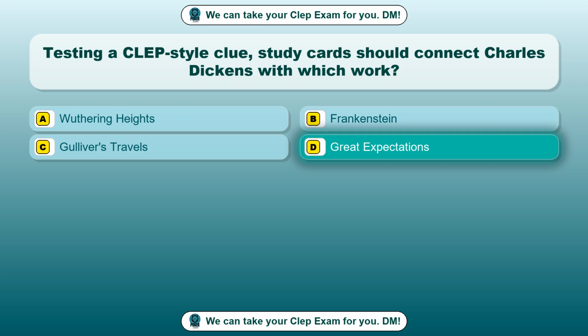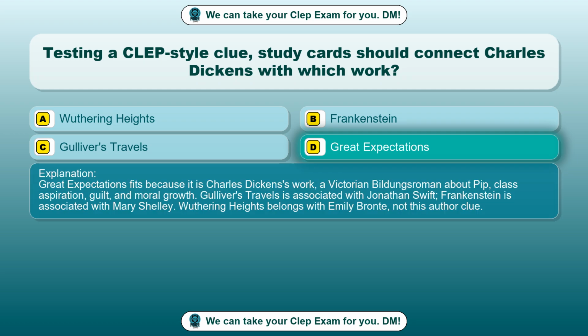Great Expectations. Great Expectations fits because it is Charles Dickens's work, a Victorian Bildungsroman about Pip, class aspiration, guilt, and moral growth. Gulliver's Travels is associated with Jonathan Swift, Frankenstein is associated with Mary Shelley. Wuthering Heights belongs with Emily Bronte, not this author clue.